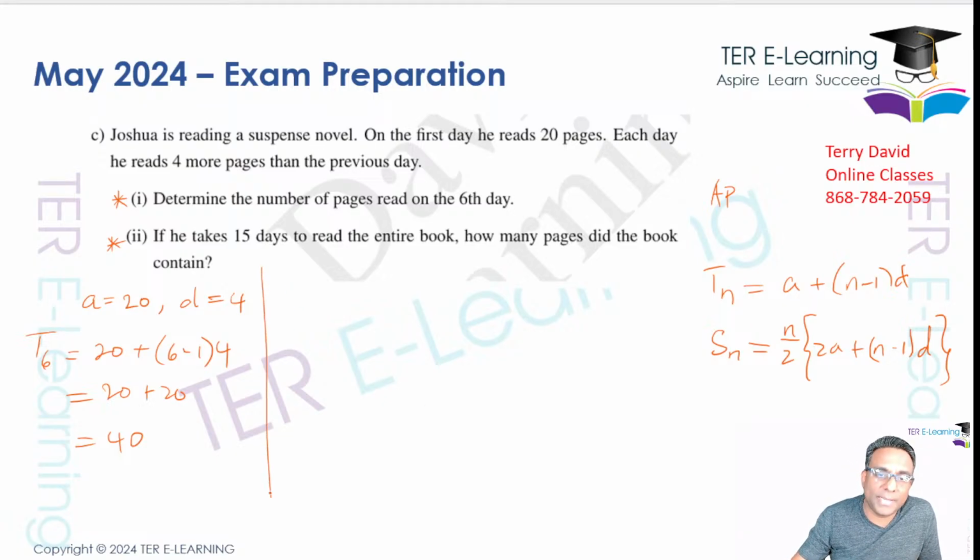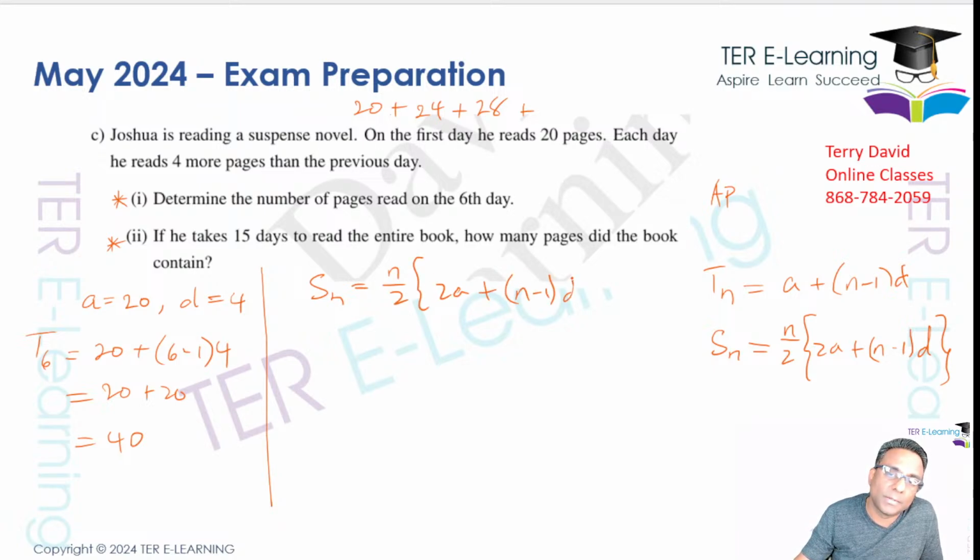So what's happening here is this. In the pattern we have, you have 20, then on the next day you would have read 24, next day you read 28, and he kept doing this for 15 days. So this time we're going to use the sum of the first n terms formula: n over 2 into (2a plus (n minus 1)d). You want to work out the sum of the first 15. Once I work this out, this will tell me how many pages we have in the book.